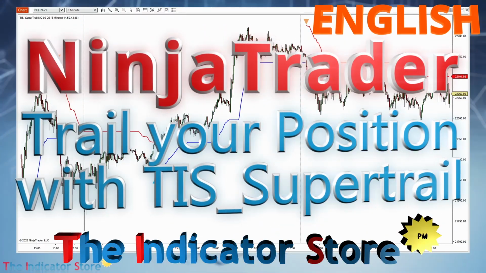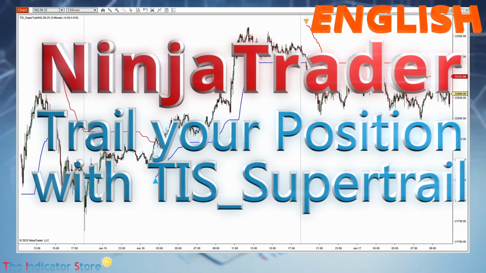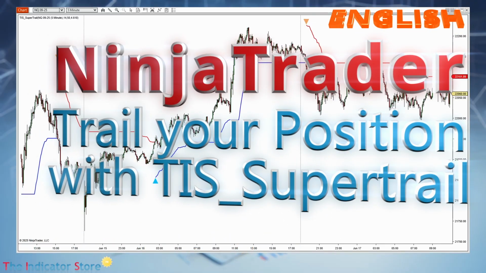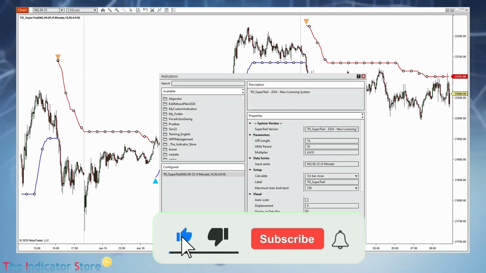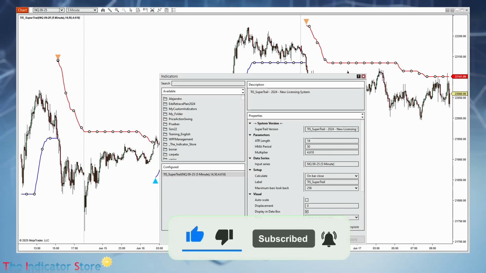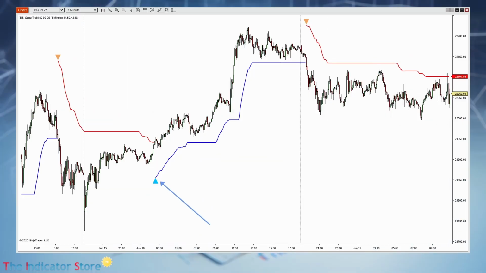The name is TIS Super Trail, and as you can guess by the name, the goal of this indicator is to help with the trailing of a position. You can also see that it can be used as an entry, but taking into account that the goal of this indicator was to trail a position, not for entries.